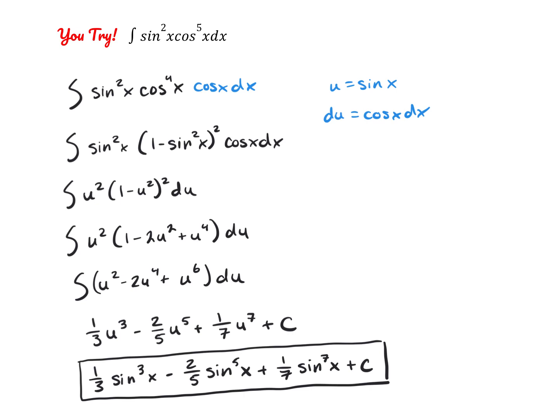All right, go ahead and check here. So you can see that I set aside the single power of cosine, and then I rewrote everything else in terms of sine. So if I set u equals sine of x, du is cosine of x dx, and it simplifies out really nicely. You do need to expand this out, distribute, and then you can integrate.